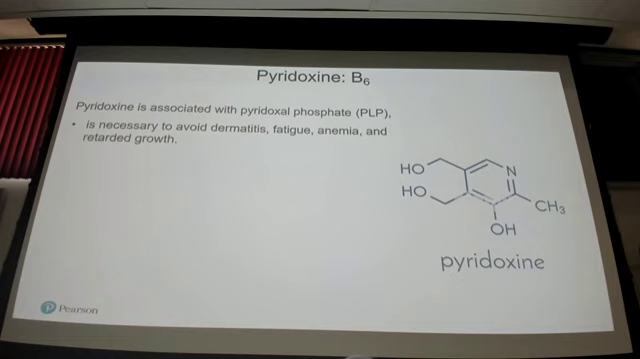Pyridoxine is associated with the coenzyme PLP that is involved in amino acid metabolism, and it can also cause dermatitis and anemia. There's a lot of overlap of these vitamins and cofactors because they're involved in similar or the same pathways that are involved with blood cell production, which is why you see anemia, and then growth, which is why you see retarded growth.